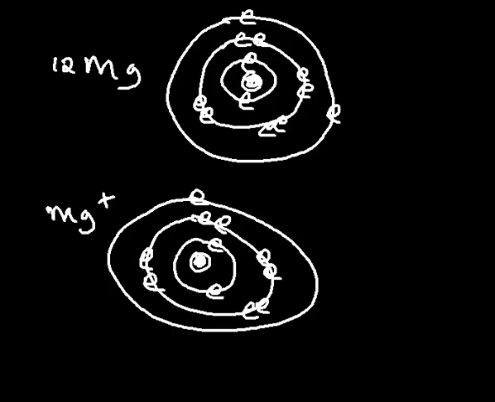Okay, so in this case, what do you think will be the effect on the ionic radius? The magnesium atom has 3 shells, and the magnesium ion plus 1 also has 3 shells. But which one do you expect to have the larger radius between the two?